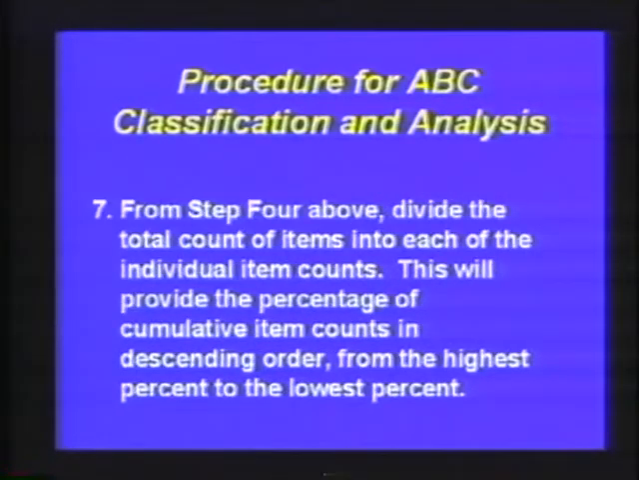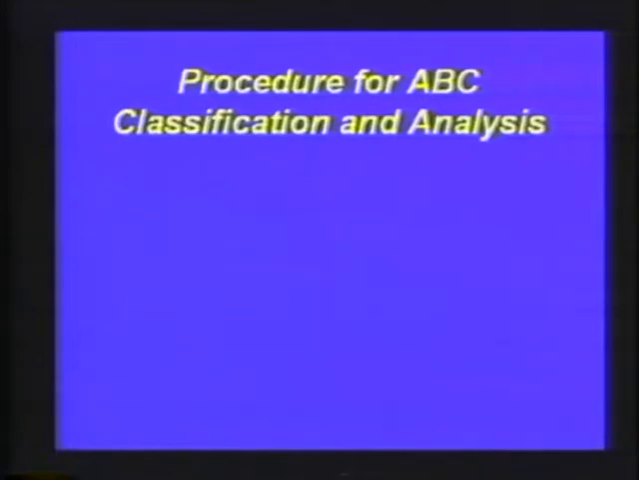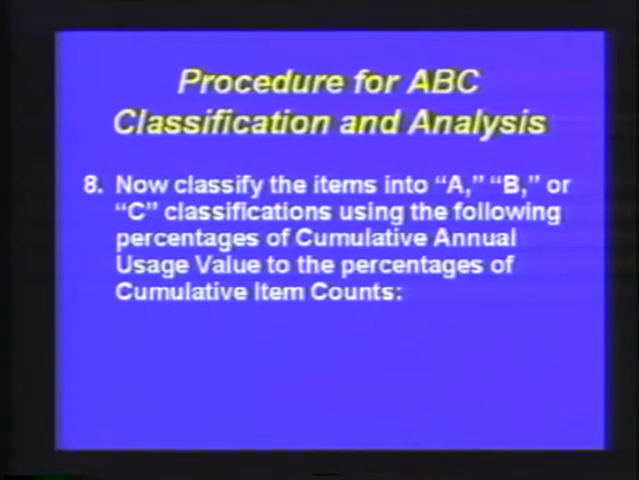And then going to page 16A, step number 7, you're going to take the total number of items that you have counted and divide that number into each one of the above card count, and you will get the percentage of the items by part number. And now we're ready to go into the derivation of how we classify the A, B, and C items, and that is on item number 8, again on page 16A.